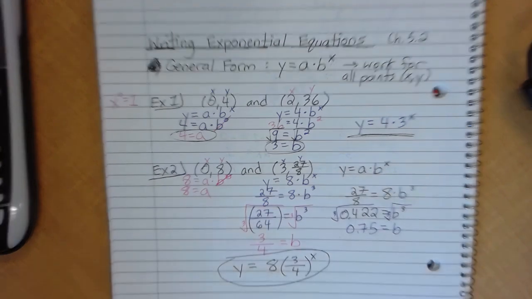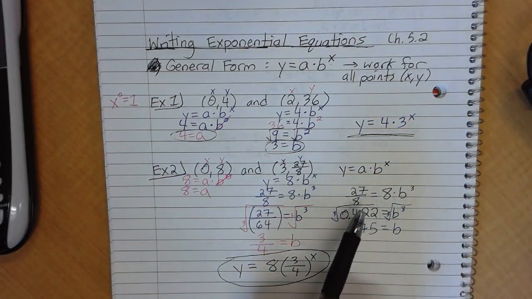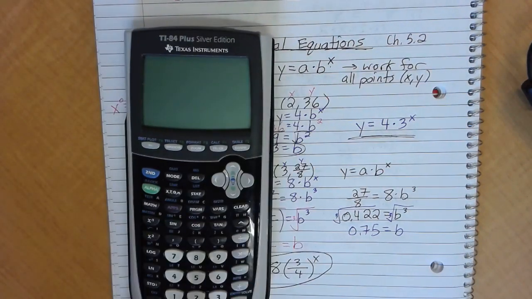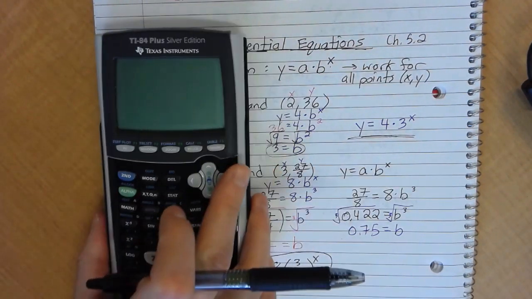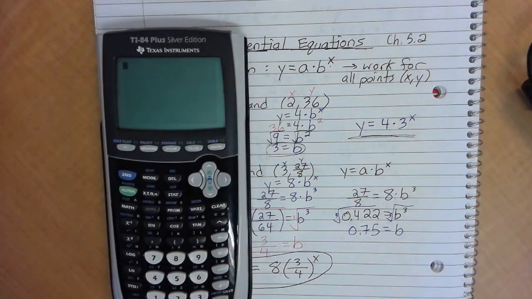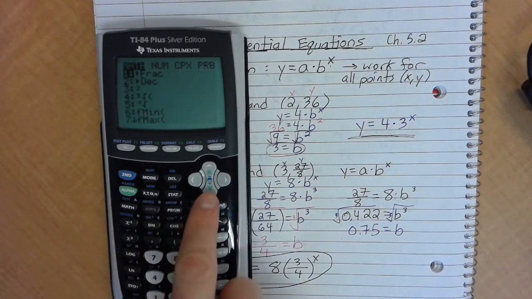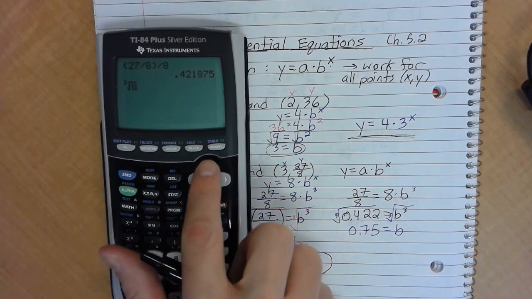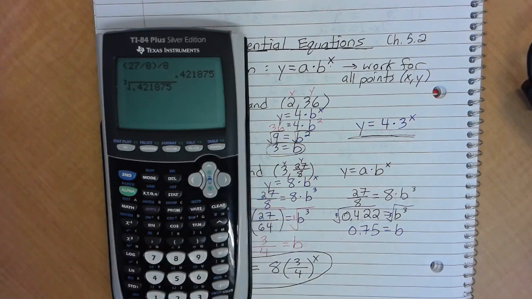But say you weren't as comfortable with that, I can do this all on my calculator. So I can grab my calculator here, and I'm going to type in 27 over 8 divided by 8 first. That's 0.422, I should say. And then I'm going to hit the math button, scroll down to the cube root option, and then go up to my answer there, copy it in, enter.